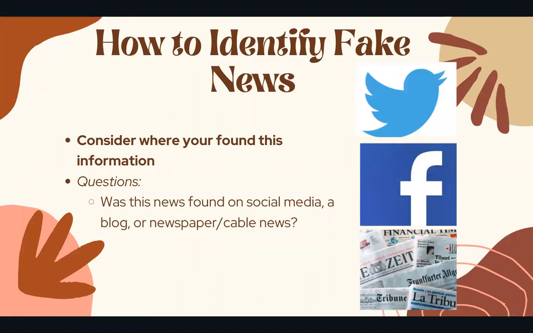Also, consider where you found the information. For example, social media platforms such as Facebook and Twitter are not news organizations, and it's easy for anyone to share and create content. There's no measures in place to monitor fake news on social media. Blogs can also be unreliable because they can use clickbait headlines to generate advertising revenue from the number of page views that they get. Most newspapers and network cable news can be perceived as more reliable because they hire professional reporters and journalists, and these organizations need to abide by strict policies and standards.